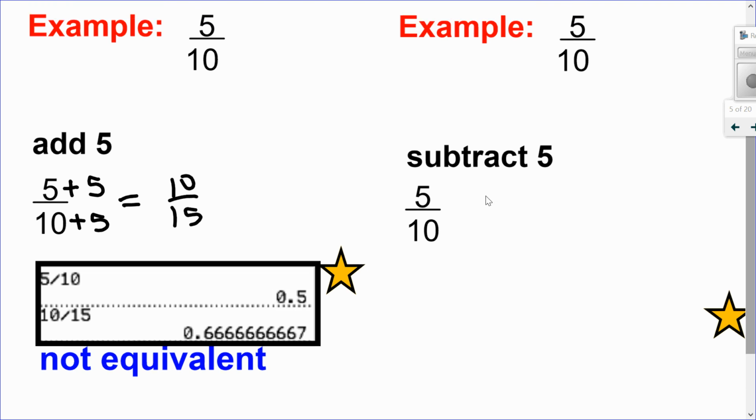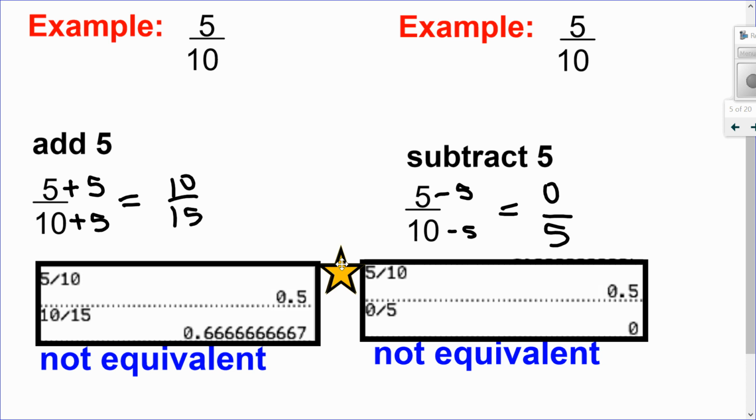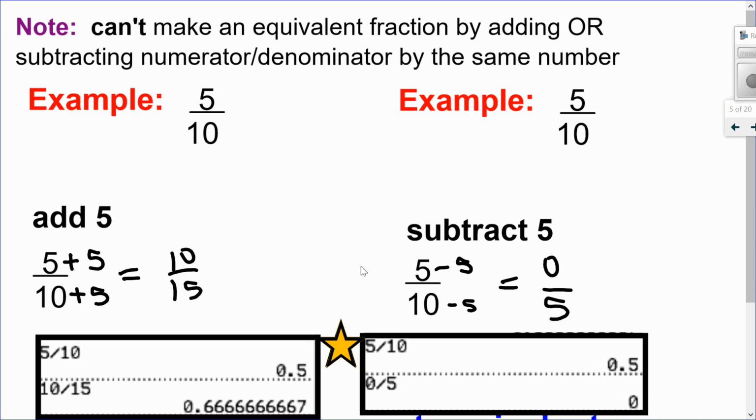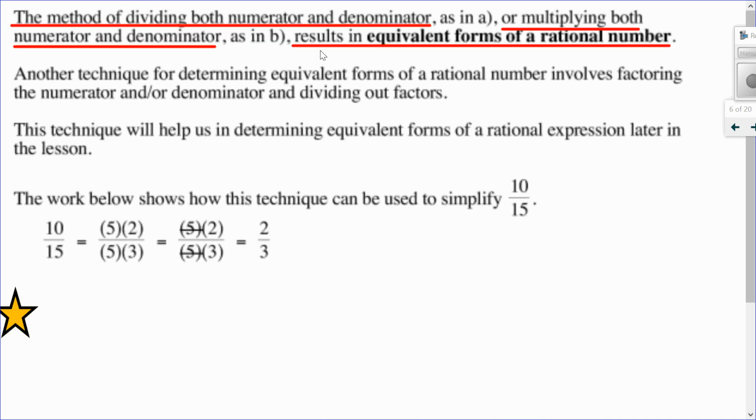Let's try subtracting. So I'll subtract 5 from the numerator and the denominator. I'm being fair because I'm doing it to both. So 5 take away 5 is 0, and 10 take away 5 is 5. So hopefully you can see right now, those are not equivalent because 0 divided by anything is 0. So you cannot make an equivalent fraction by adding or subtracting the same number from the numerator and denominator. Even if you're fair, it won't create an equivalent fraction. So the only way I can create an equivalent fraction is by multiplying and dividing.